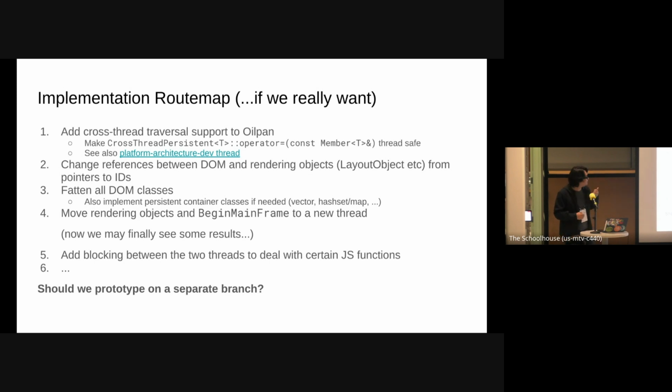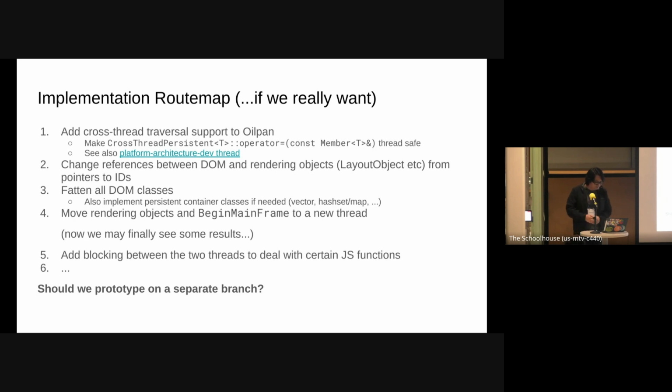And also we might introduce something like persistent container classes, like persistent vectors and persistent hash tables, because we don't want to copy on write an entire hash table, which sounds bad. And finally we move the render objects and begin mainframe to another thread, and then add blocking and so on.